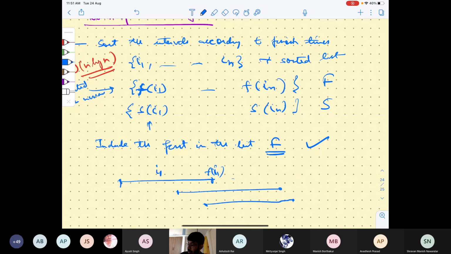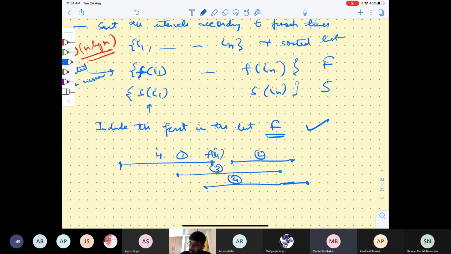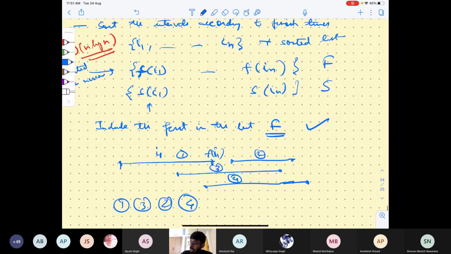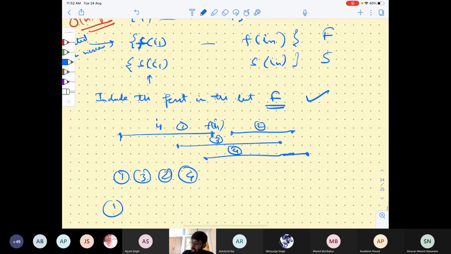This one goes slightly further. So which one will be first? Let's say this is 1, 2, 3, 4. What will be the order in the list? In the list that we have made, the order is 1, 3, 2, 4. Right? So what did the algorithm do? It selected 1 first.